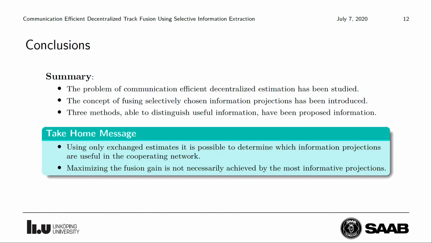At first, using only the estimates exchanged on the data link, it is possible to select which information is useful in the cooperating network. Secondly, maximizing the fusion gain is not necessarily achieved using the most informative projections.